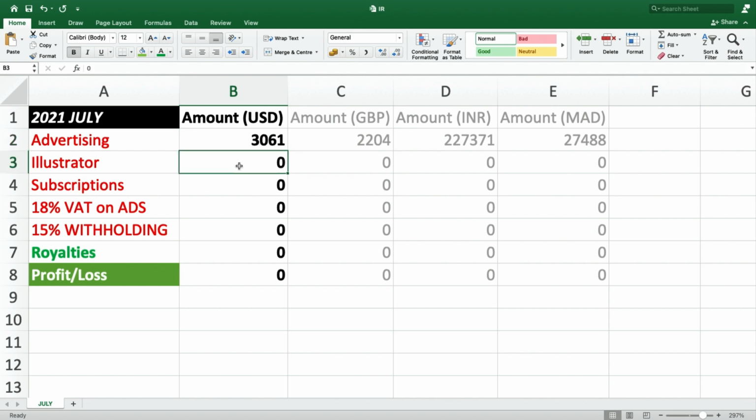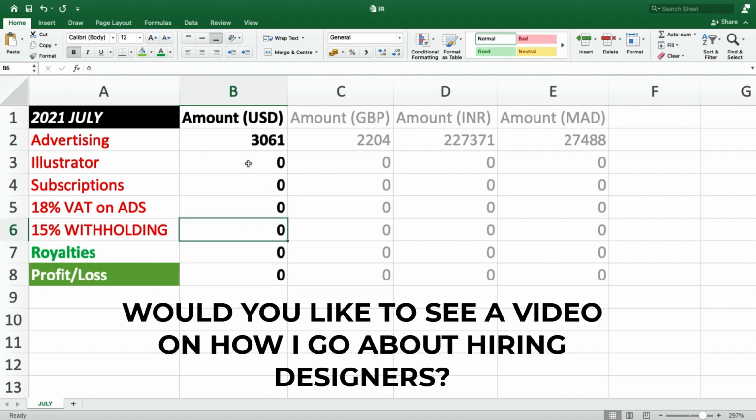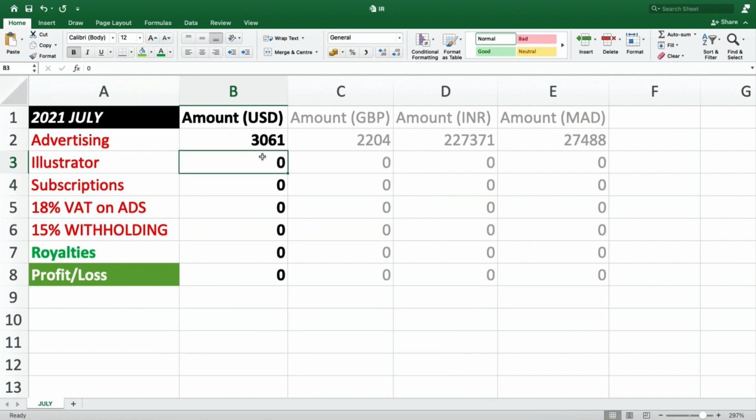Illustrator cost is usually $500 every month. However, for the past 2 months, it has been $0 because the illustrator that I had working for me full time decided to quit. I'm not sure why. I think he got a local 9 to 5 job. So I have to look for a new illustrator, but the cost is $0. It's usually $500 to $700.